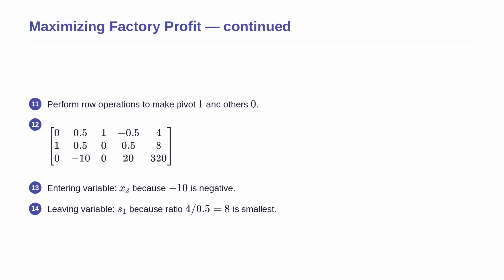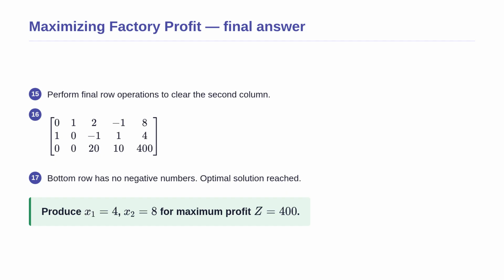We calculate the ratios again. 4 divided by 0.5 is 8 and 8 divided by 0.5 is 16. The smallest ratio is 8, so S1 leaves and our new pivot element is 0.5 in the first row. We perform the pivot operations one last time, dividing the first row by 0.5 and clearing the column. We are now looking at our third and final matrix.